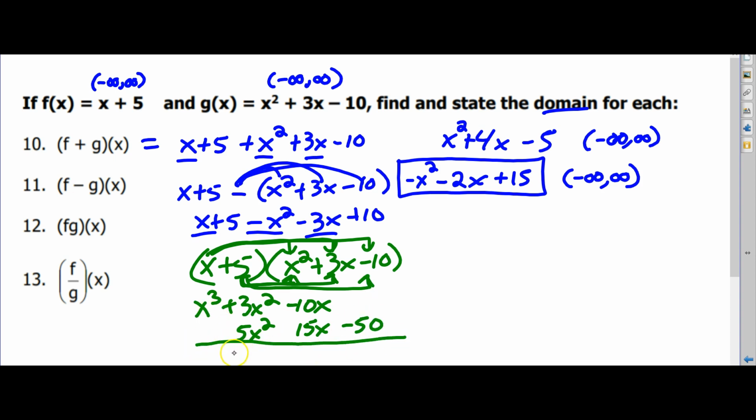And then combining my like terms, I get x cubed plus 3x and 5x give me 8x's. This is 8x squared actually. Negative 10x plus 15x gives me 5x. And then I just have negative 50 right here. Once again, no square roots, no fractions. The domain is going to be all reals.